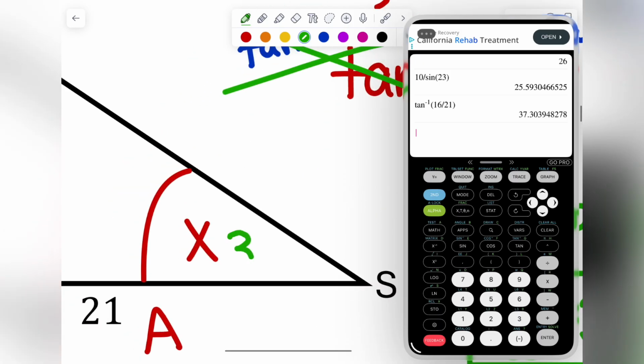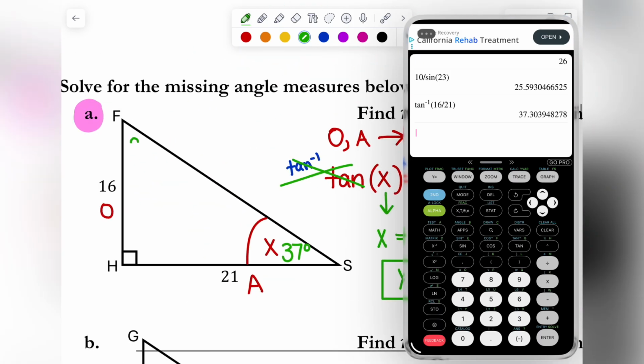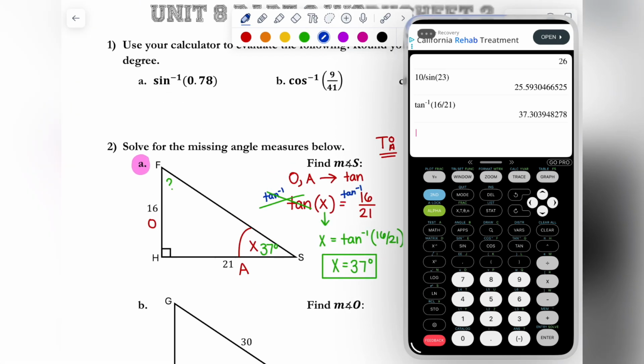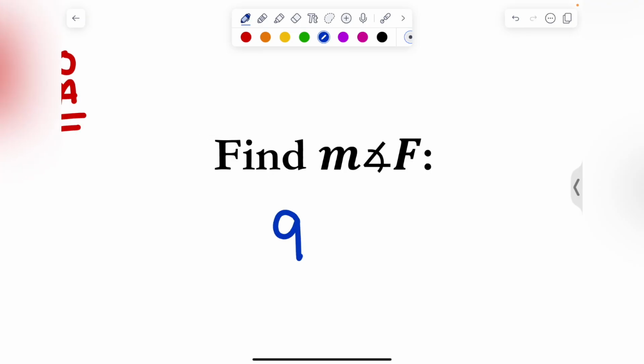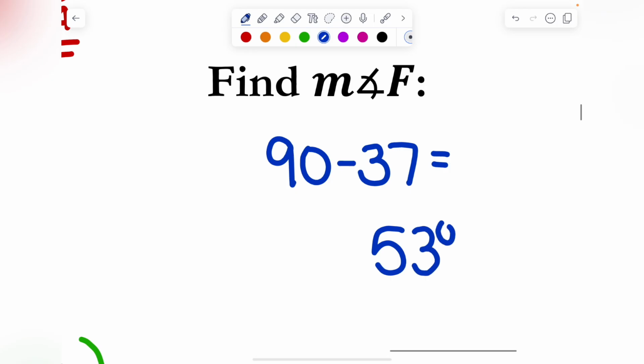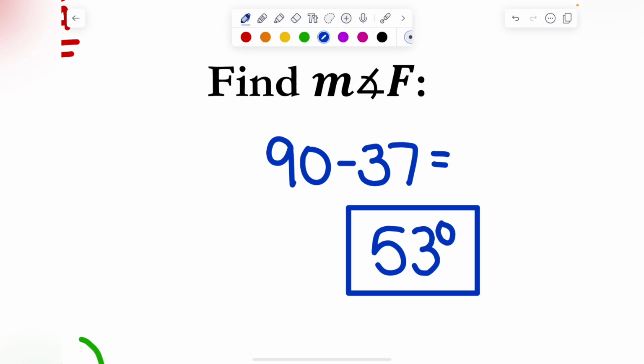So if this angle is 37 degrees, to find the other angle, we don't need to do trig again. What we know is that the two acute angles of a right triangle have to add to 90 degrees, since this other angle is 90, and all three have to add to 180. So 90 plus these 90s add together to 180. So the trick is I'm just going to take 90 minus the angle I just found, which is 37, to get my other angle measure. 53 degrees. Easy enough. All right.